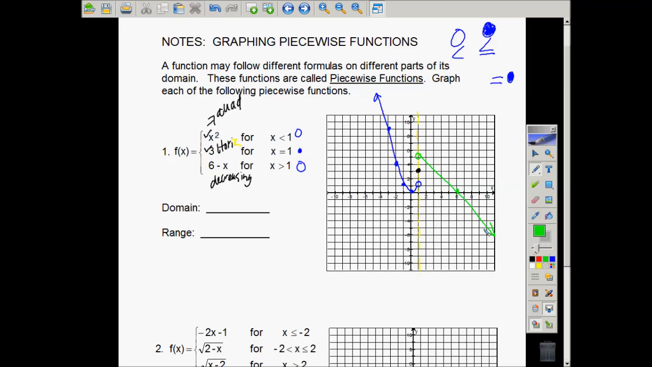That 6, was that 6 from over there? This 6? No, this 6 was just an x value that I plugged in to see where my function was heading. So I plugged in x equals 6 into this, and I got 6 minus 6 is 0. So at 6, I go to 0. I got 5 from plugging in 1, and 6 minus 1 is 5, and that's why at 1, I have an open circle at 5.